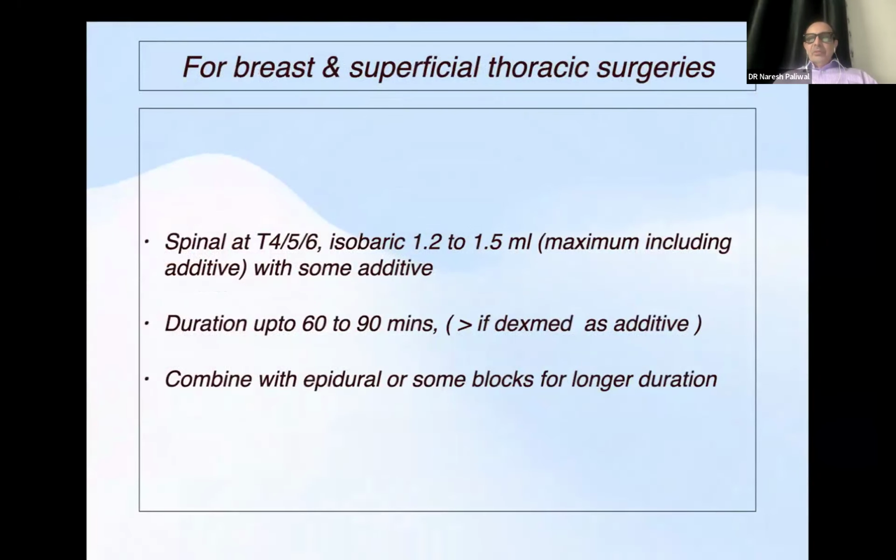For breast and superficial thoracic surgeries, spinal can be given at mid-thoracic levels T4-5-6 and a dose of 1.2 to 1.3 ml maximum, 1.5 including additive, is enough. Duration it can provide is 60 to 90 minutes or slightly more when Dexmed is used as an additive. It can be combined with epidural or other fascial plane blocks for longer duration surgeries. Nowadays, we combine it with erector spinae plane block, unilateral erector spinae plane block, for MRM surgeries.